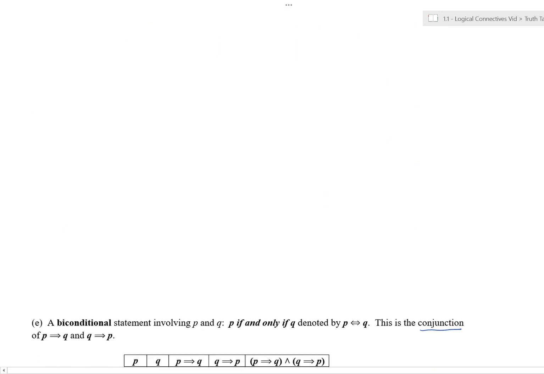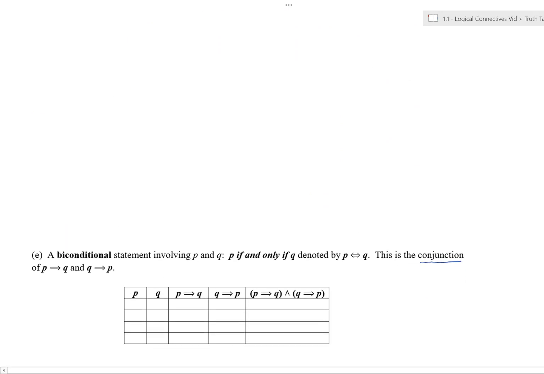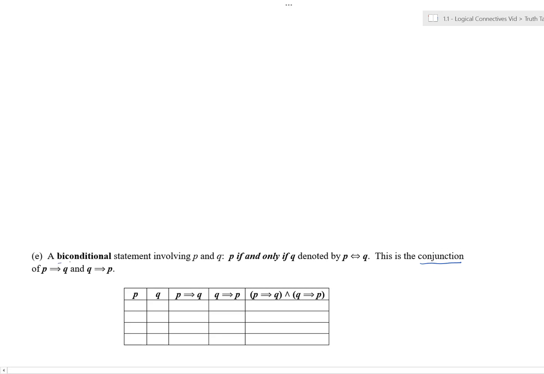One more, and then it's a more complicated example. Here we have a biconditional statement. That is the if and only if statement. P if and only if Q, denoted by a double arrow here. This is actually the conjunction of P and Q. So we want to look at the combo of those two. So once again, we fill in our truth table here with the different possible combinations of P and Q, remembering that the last row is false, false.